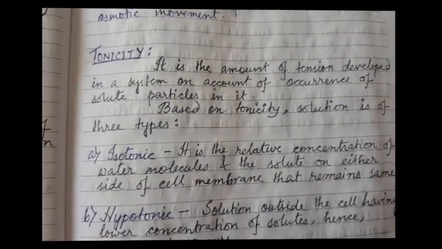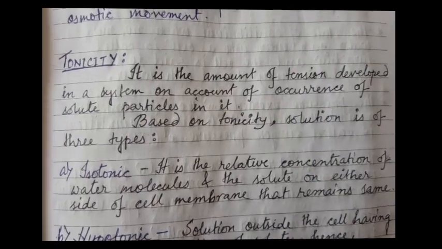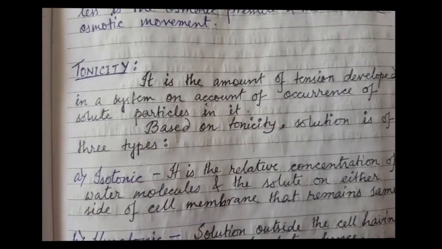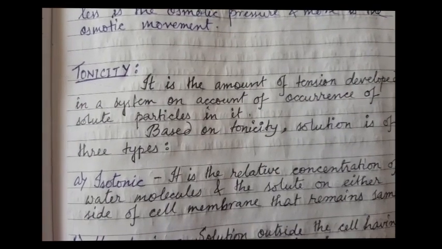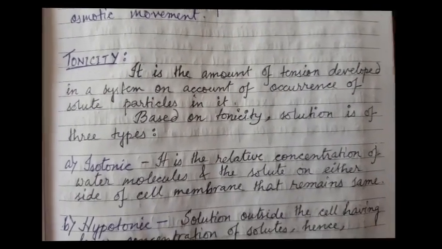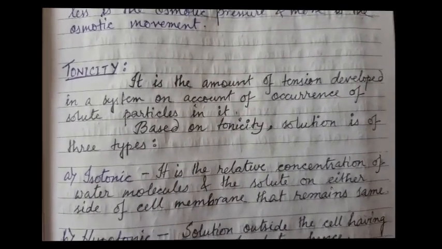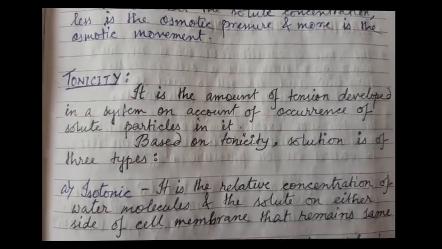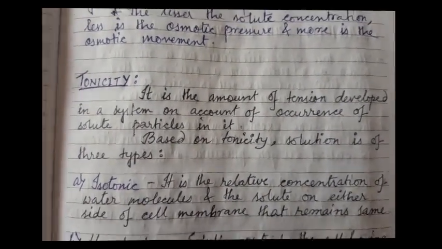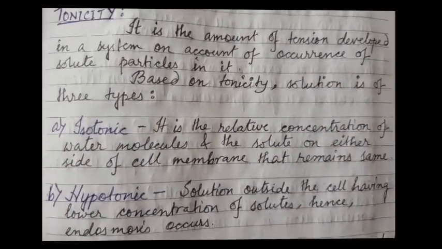Then comes tonicity. Now, it is the amount of tension developed in a system on account of the occurrence of solute particles in it. So, we consider tonicity when the liquid is a solution and some amount of solute is present there. Based on tonicity, a solution is of three types. The first one is the isotonic solution.